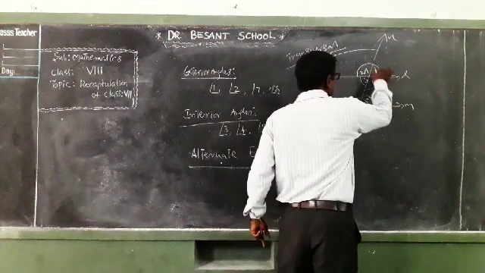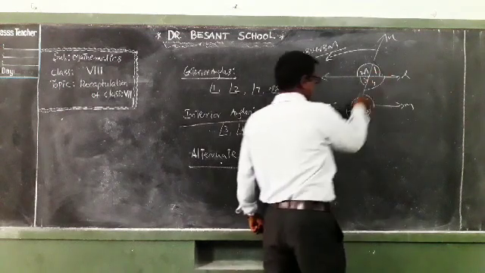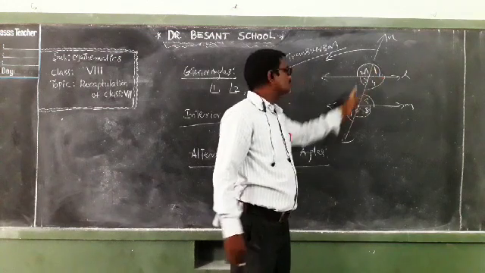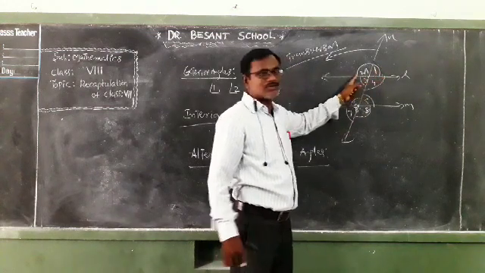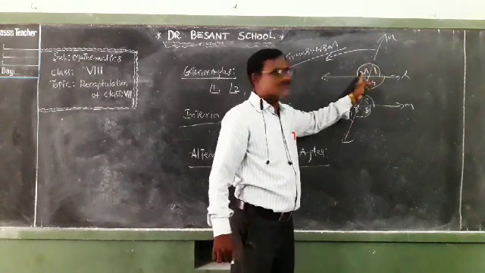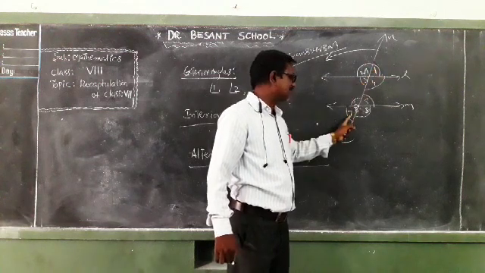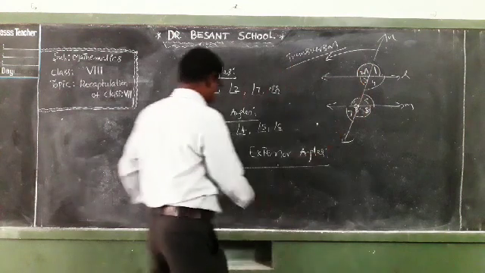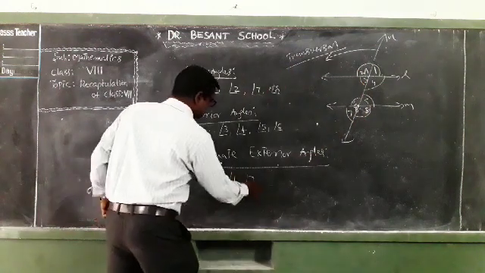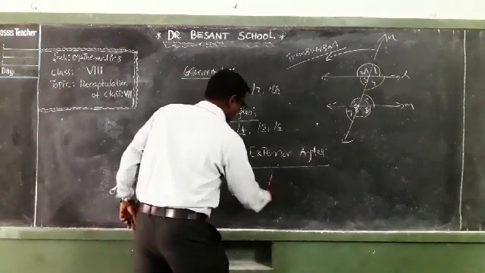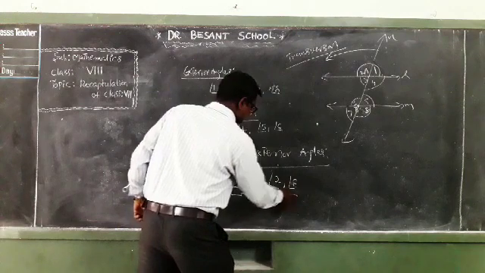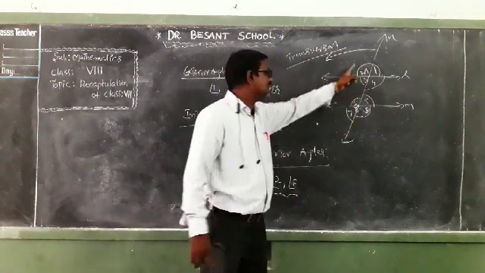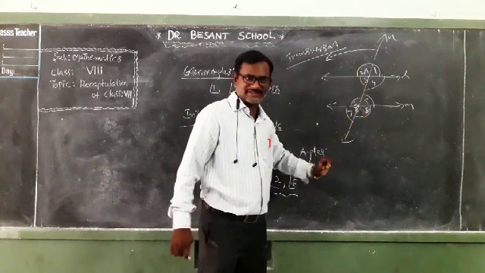Can you say what is the alternate exterior angle for 1? Yes, 7. The alternate exterior angle for 1 can never be 2, because they are adjacent angles. So the alternate exterior angle for 1 is angle 7. What is the alternate exterior angle for 2? Angle 8. So angle 1 and angle 7 are one pair, and angle 2 and angle 8 are another pair of alternate exterior angles.